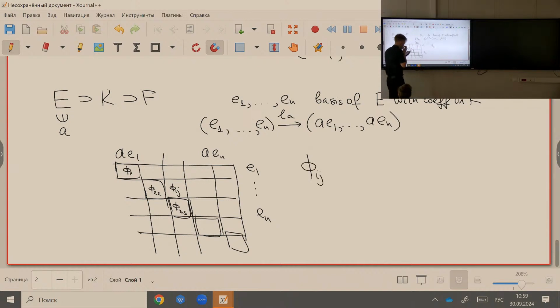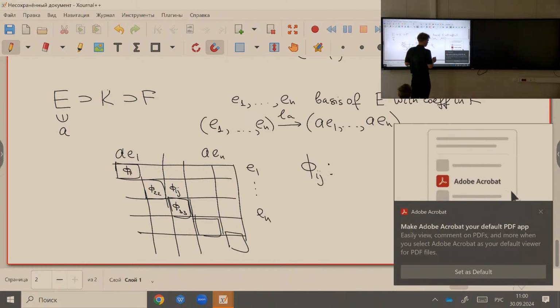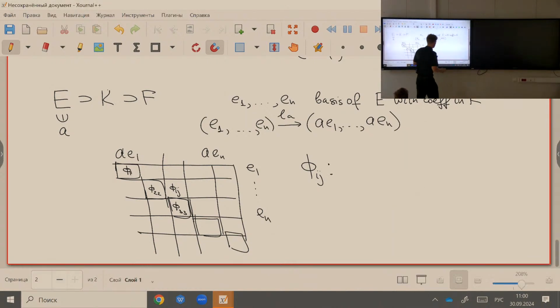Yeah, so you may think of this from the viewpoint of the operator. It looks like this. So phi j is the element. When we are writing down this matrix, we are writing it down as a matrix over the basis E over K. Yes, so the matrix with coefficients in K.